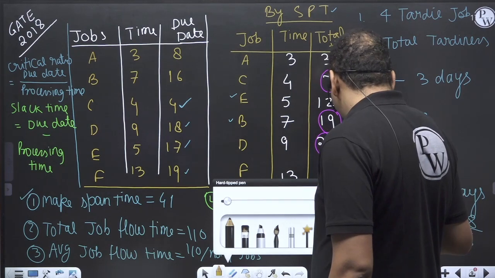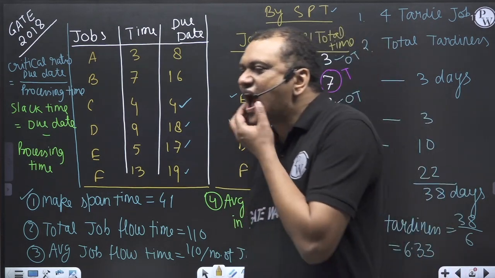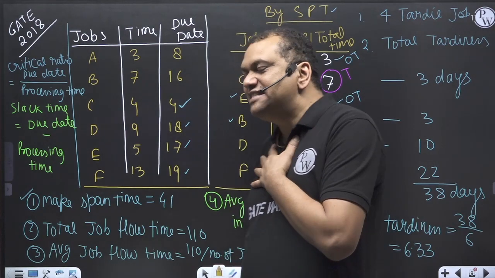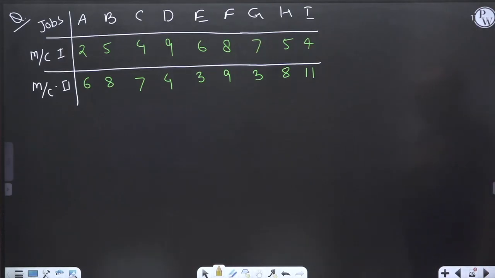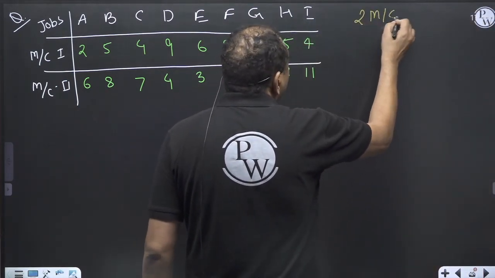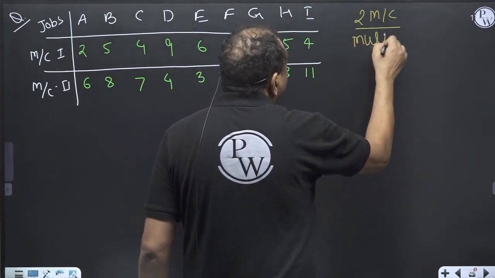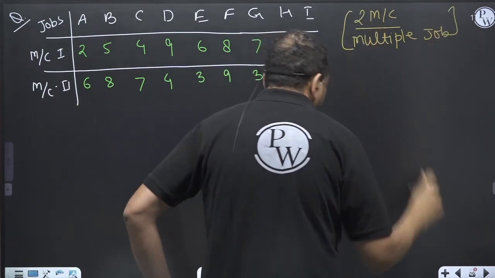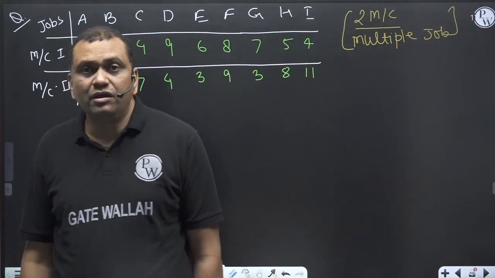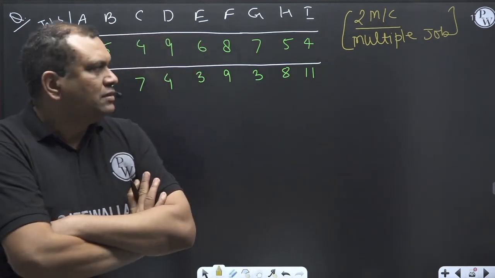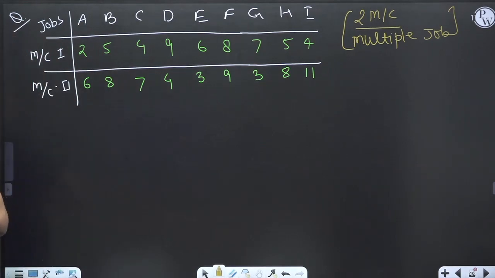Now let us move to 2 machine multiple job problems of sequencing. Another question. This is a 2 machine multiple job problem.